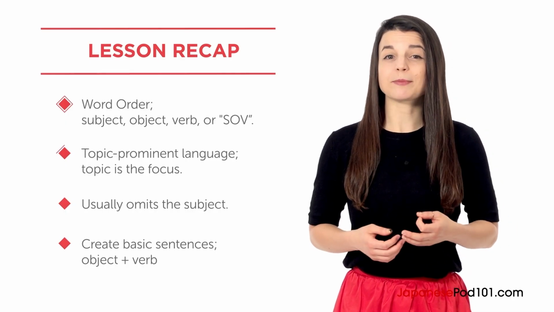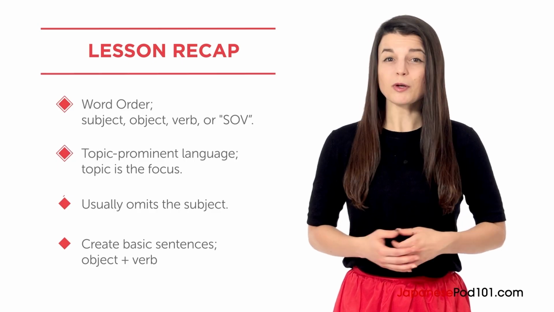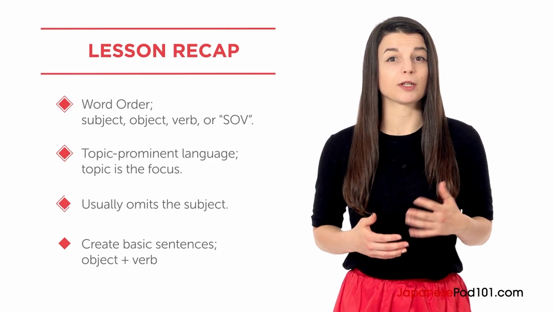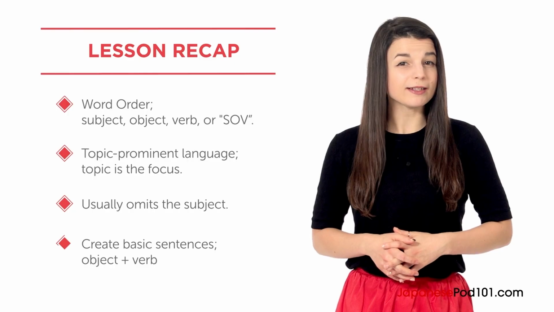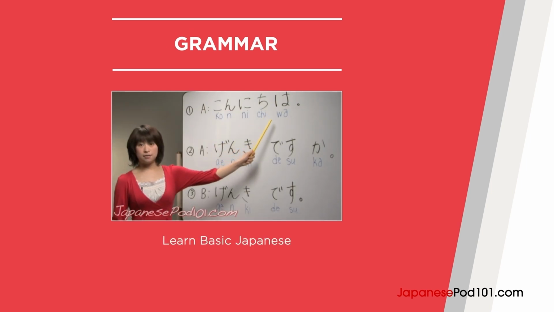The most important aspect of Japanese sentences is not the subject of the sentence, but the topic. Most sentences spoken in Japanese will not actually contain a subject, especially if that subject is obvious, like when it's yourself, the speaker. And lastly, you can create basic sentences in Japanese by putting the object first and the verb last. We've covered only the very basics of Japanese grammar.